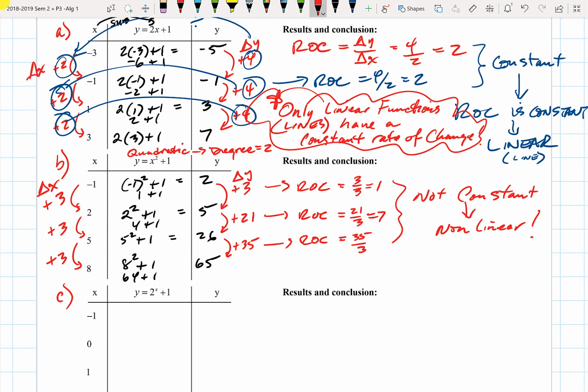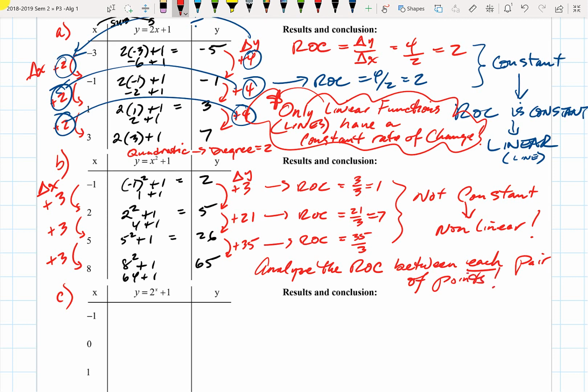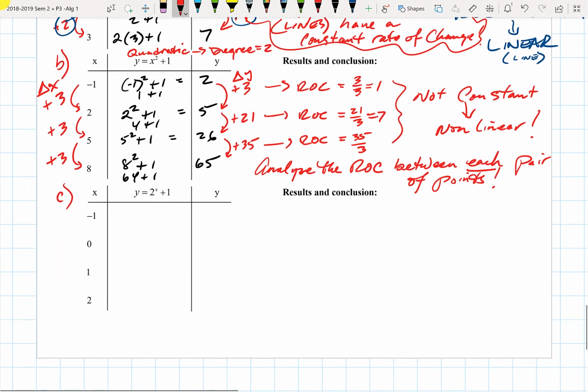It's called a quadratic. When you analyze the rate of change, what you're going to have to do on the test, because I'm going to give you a table to analyze, is look at the rate of change between each pair of points. A common mistake that people make is they only do it once, and then they don't analyze the rate of change between each pair of points, and they make improper conclusions. So make sure you do that.